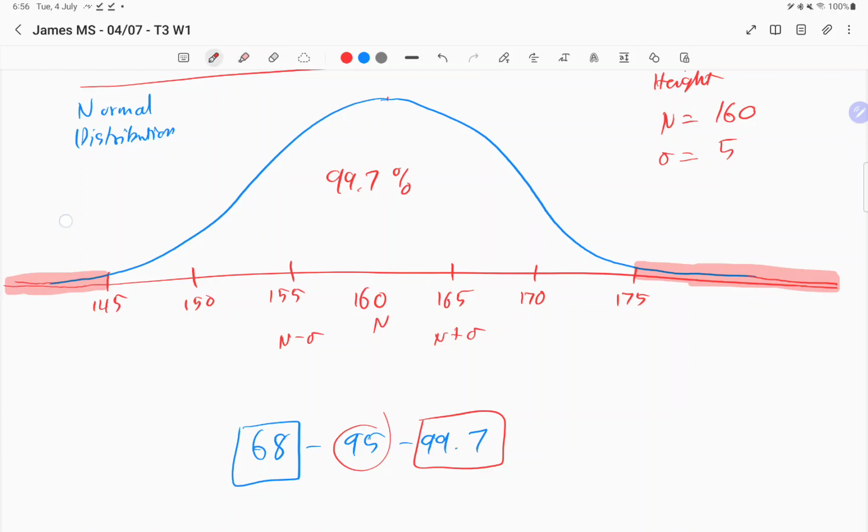What's the area to the left of the number 145? So what's the percentage of people with a height lower than 145? What do you think? 0.15? Yes, very good, 0.15%. Okay, same here, this one will be 0.15% because it's evenly distributed.